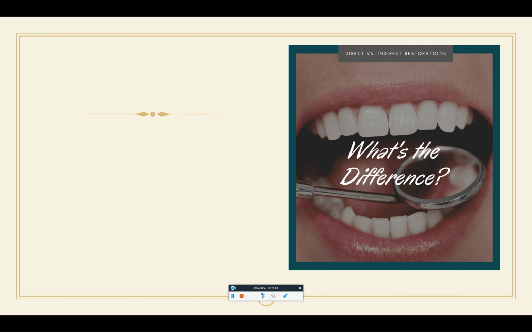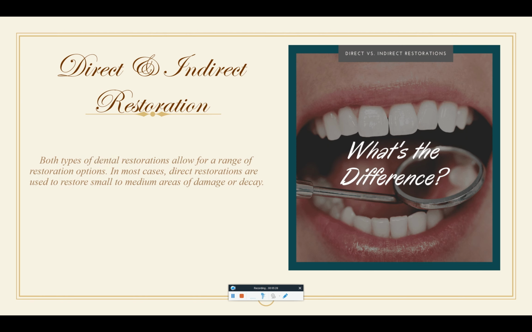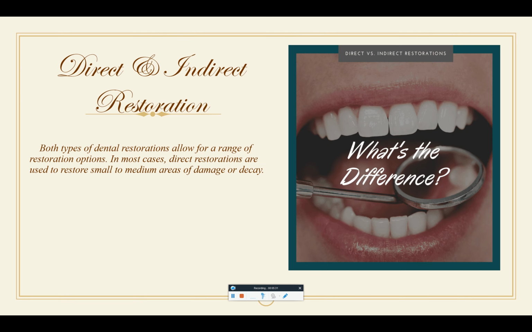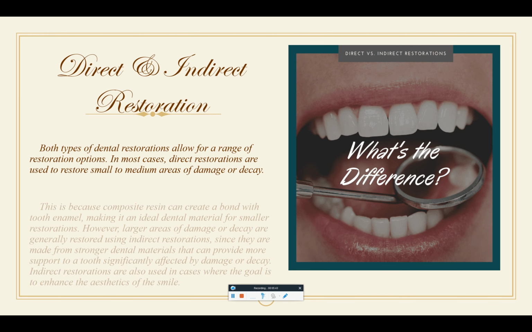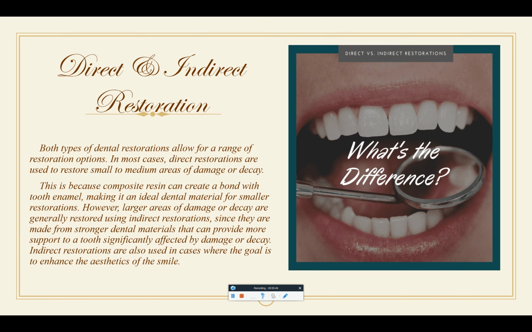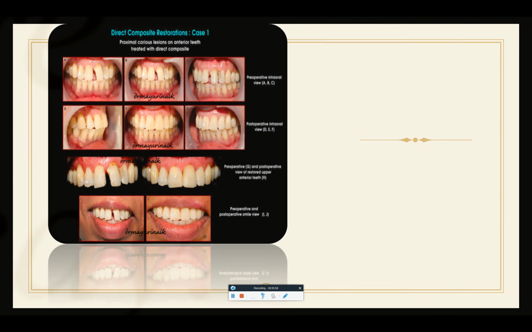What is the difference between the direct and indirect restoration? Well, both types of dental restoration are used for a range of restoration options. In most cases, direct restorations are used to restore a small to medium area of damage or decay. However, a large area, for sure, is gonna be for indirect restoration. And also, the indirect restoration is used in cases where the goal is to enhance the aesthetics of the patient's smile.